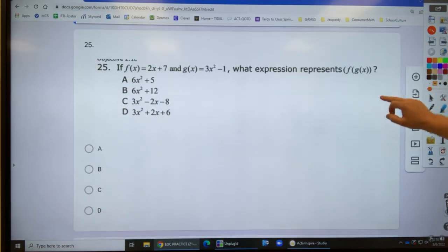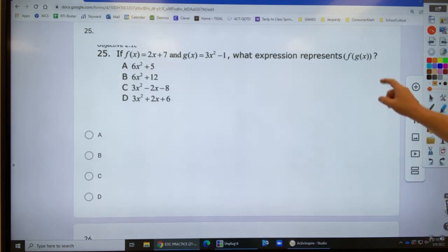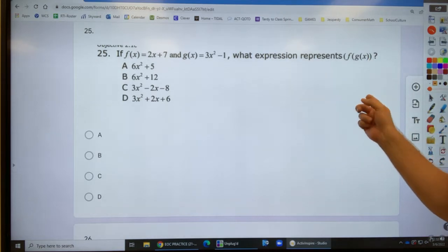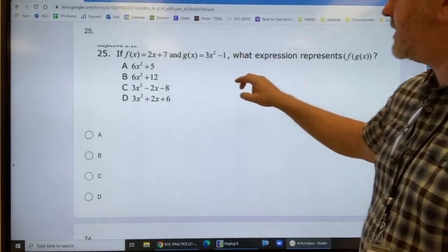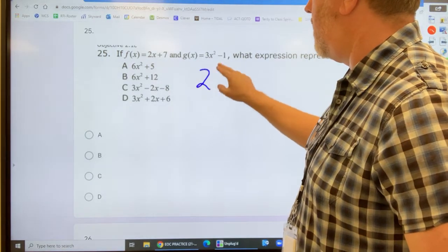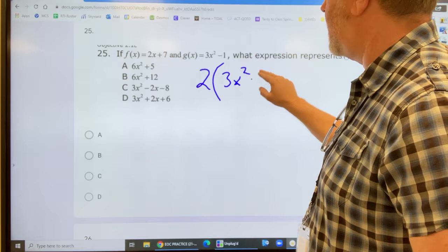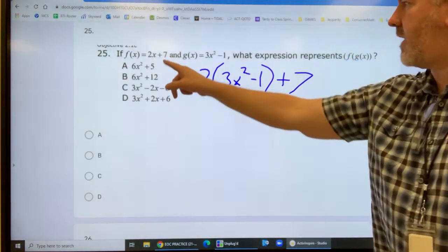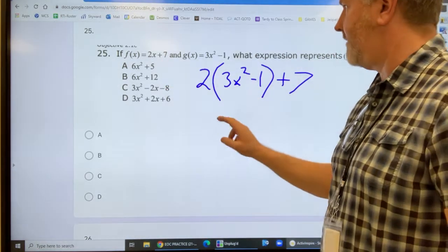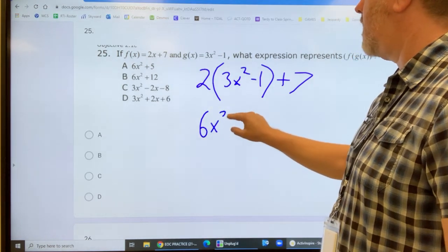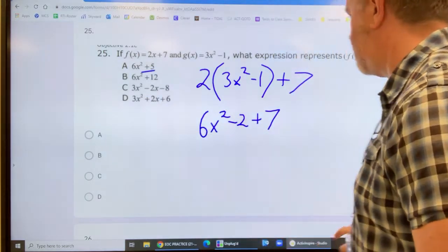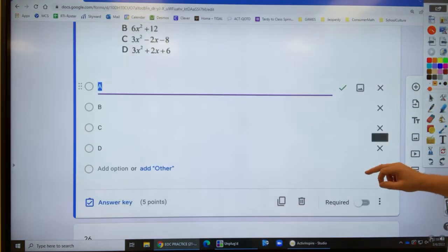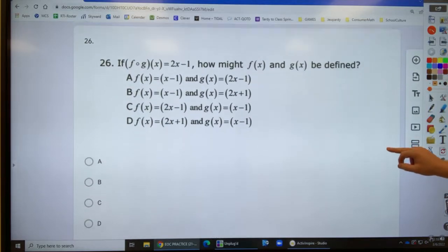All right, got two functions here. What expression represents plugging the first function into the second function? This is basically a different way of writing composite functions. We're plugging g of x in place of x in the first one. So 3x squared minus 1 plus 7. All I did was rewrite the first one, but instead of x, I wrote the second function. 6x squared minus 2 plus 7 is 6x squared plus 5. That should be it. A. Let's double check. Yes, that one's A. All right.